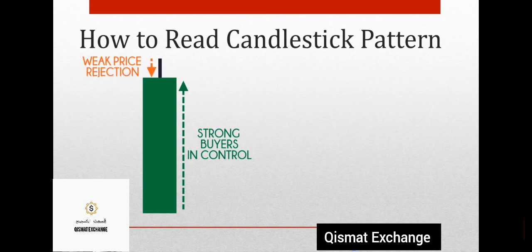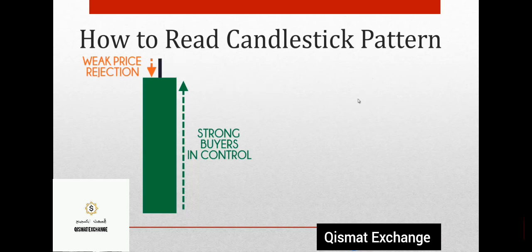Because if you think about this, this was once the high of the session. So what this tells you is that at one point in time, the sellers actually pushed the price from this high down lower, until the price closed over here. This is actually a form of price rejection, rejection of higher prices. So there are two components to a candlestick pattern, the body and the wick.